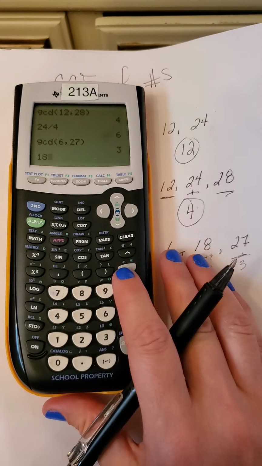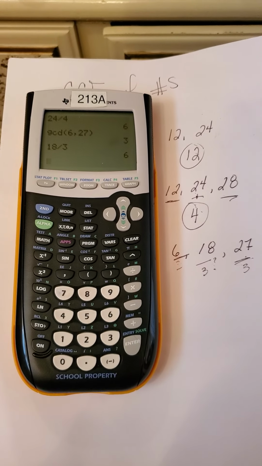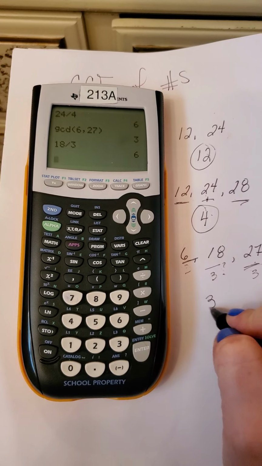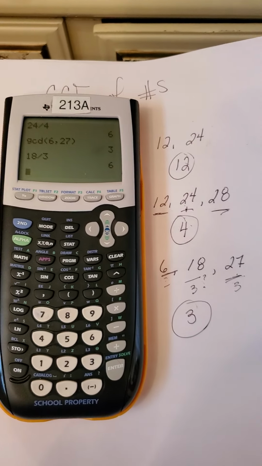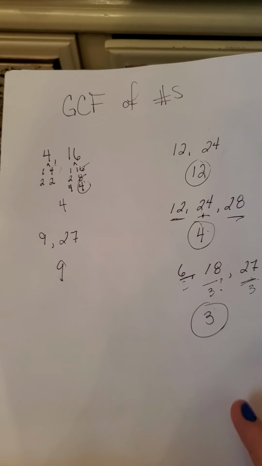I know I can, but I'm just going to do it. 18 divided by 3. Yeah. It gives me 6. So I know that the greatest common factor or divisor is 3. Okay, and that's how you do that.